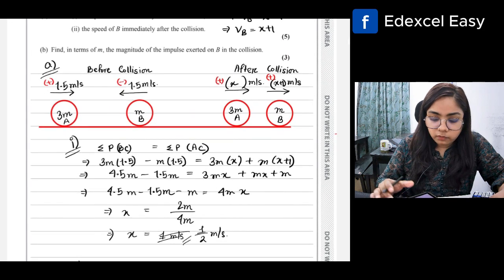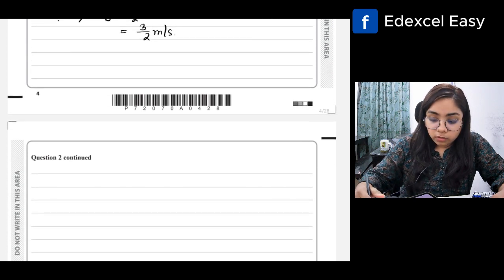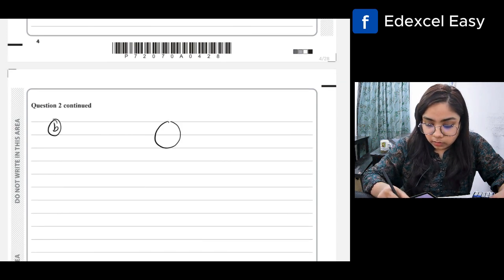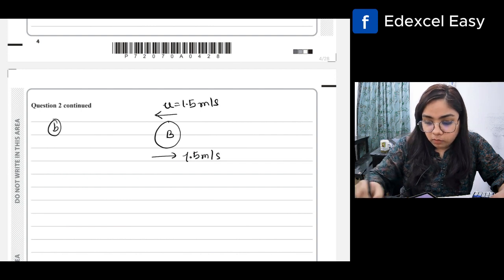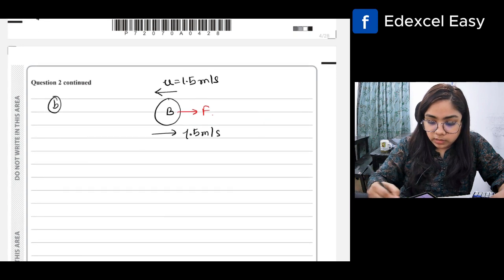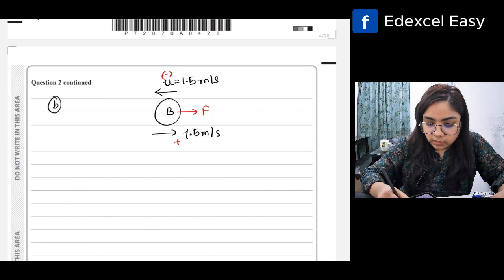Now it says that find in terms of m the magnitude of the impulse exerted on B in the collision. Okay, so since it was exerted on B, we're only going to focus on the velocities of particle B. So this was particle B. Particle B originally was traveling towards this. Initial velocity was 1.5 meters per second, and final velocity was in the opposite direction but with same magnitude, 1.5 meters per second. And during the collision, there was a force of this Newton exerted on B towards left, right? Now over here, as you can see, according to my assumption, I considered this as negative and this as positive, right?